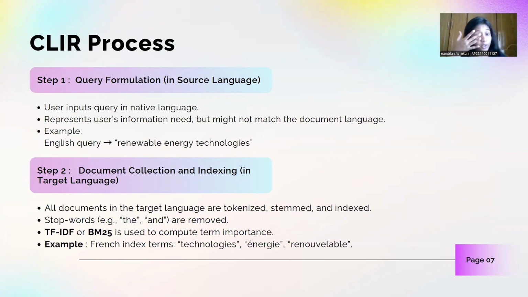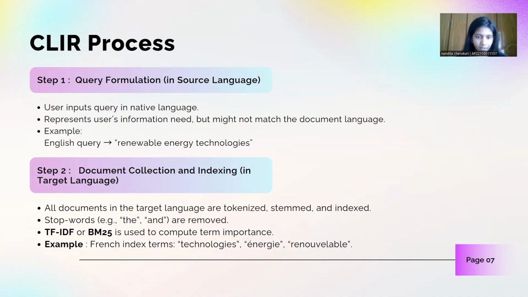Okay, and then the main CLIR process, the following steps are included. So let's start off with the query formulation, where the user inputs a query in their native language. But this actually represents the user information, but it does not necessarily match the document language. So let's say the English query that I give is renewable energy technologies.